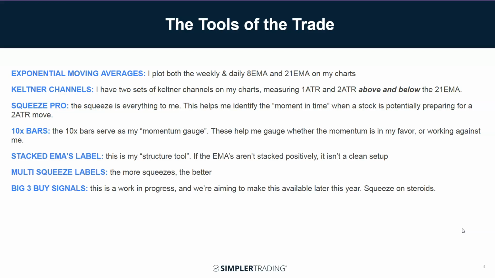And then in terms of the premium indicators here, first is the 10x bars. Now, I don't actually use the physical bars. I like my labels. So I got the 10x bar labels, and these just serve as my momentum gauge. So these help me gauge whether the momentum is in my favor, if I'm long or short, or if the momentum is starting to shift against me.